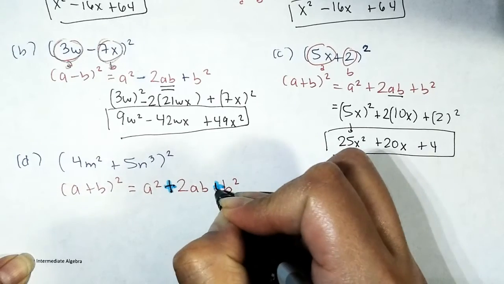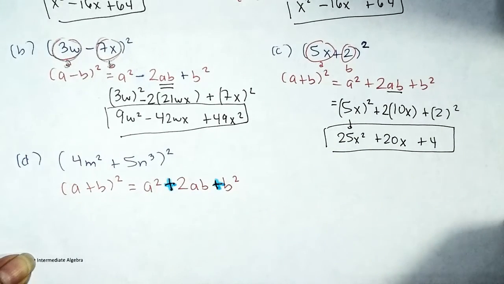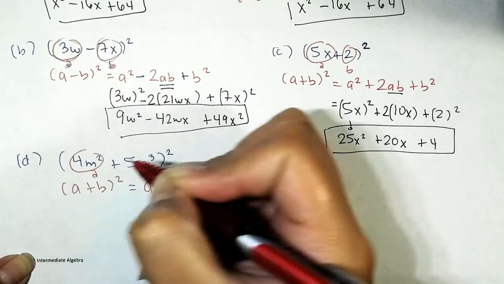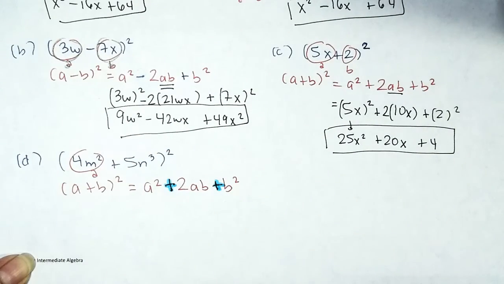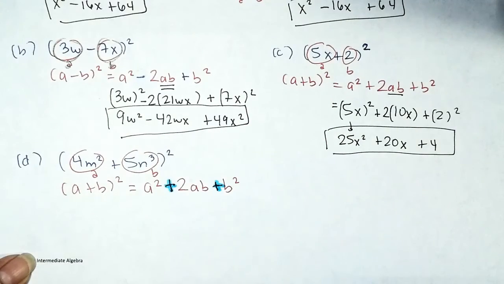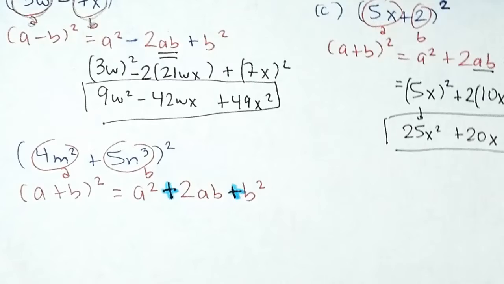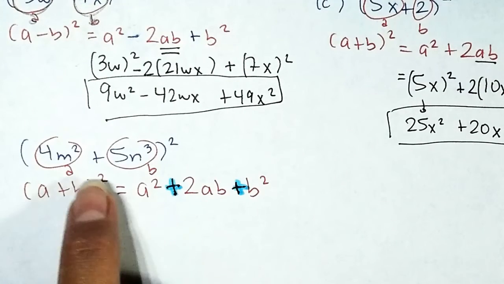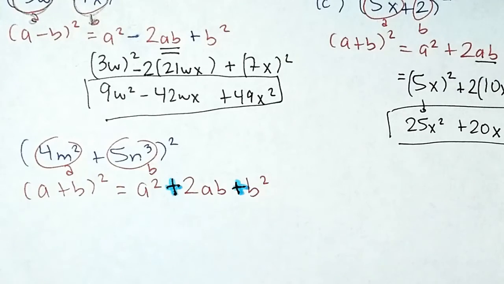So let's identify a and b. A is whatever we see before the operation. In this case, it's 4m squared. B is whatever we see after the operation, after the plus or minus. In this case, it's 5n cubed. So if this is our question, then this is our answer. Let's quickly square this ugly thing.